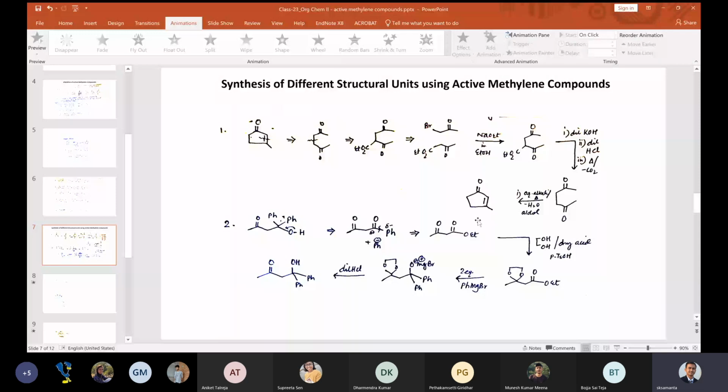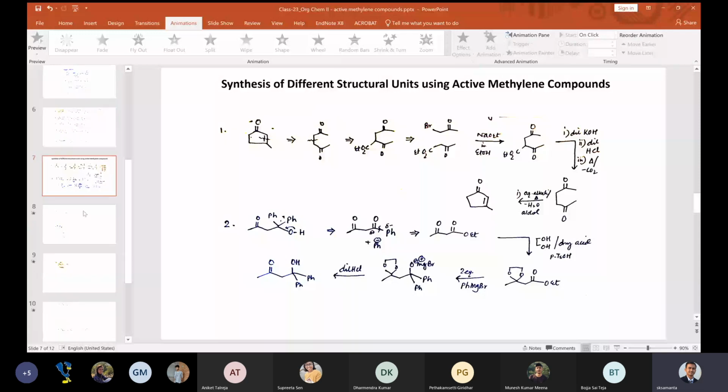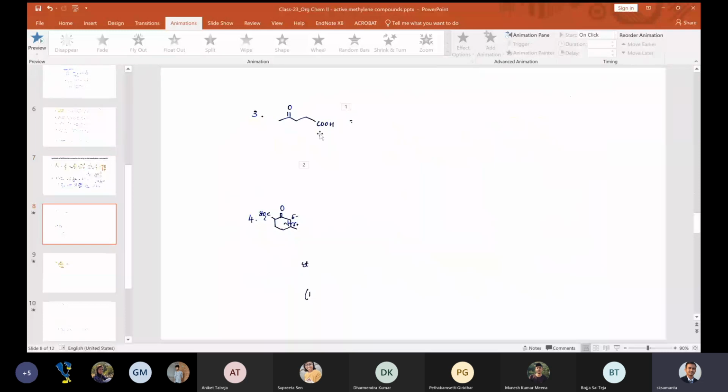Okay, good. So this one is also very easy, if you can guess. We have done this in the first example. So we can first protect the carbonyl oxygen, and then we can attach a cyanide group at the end and hydrolyze it.